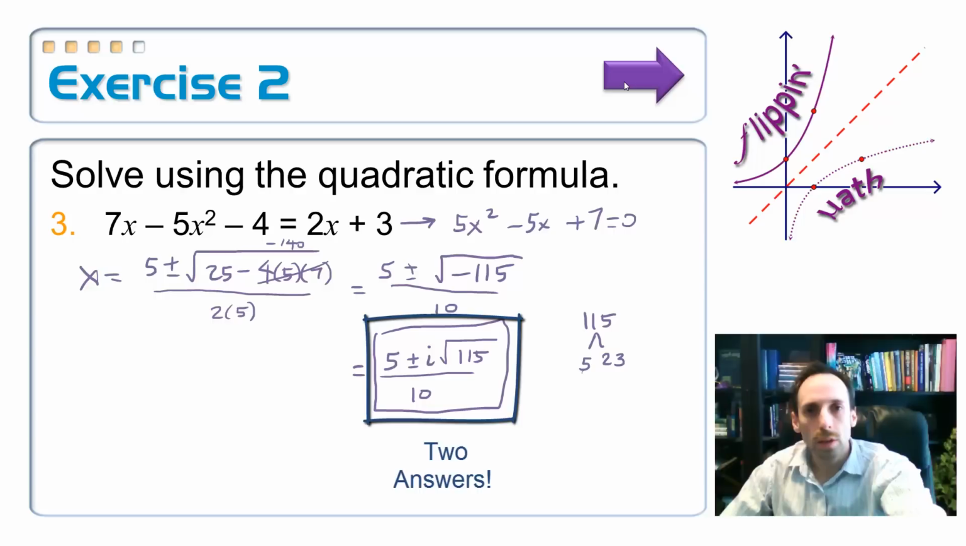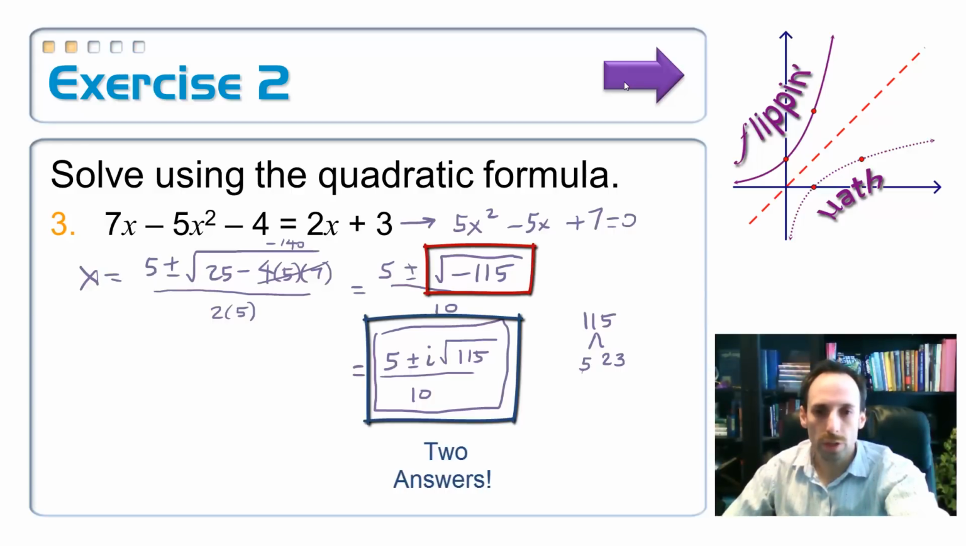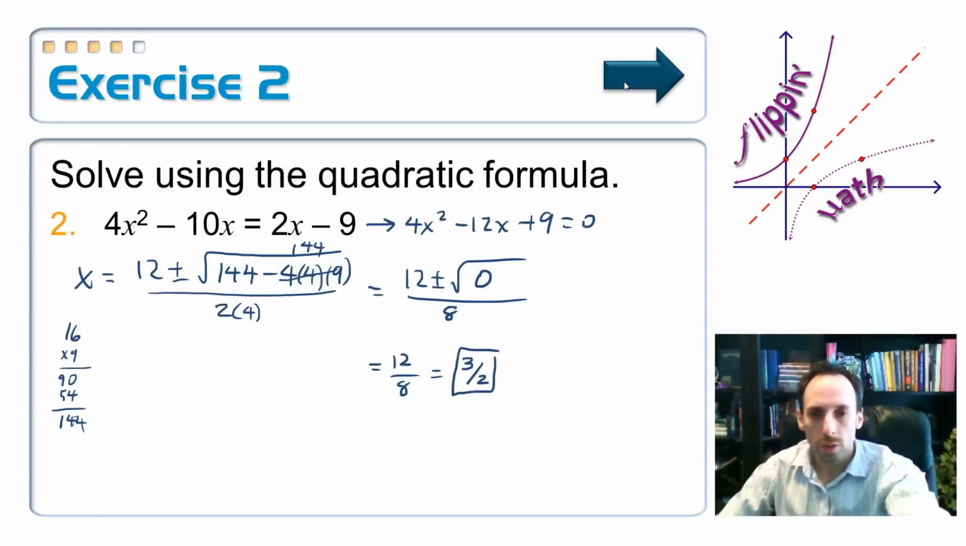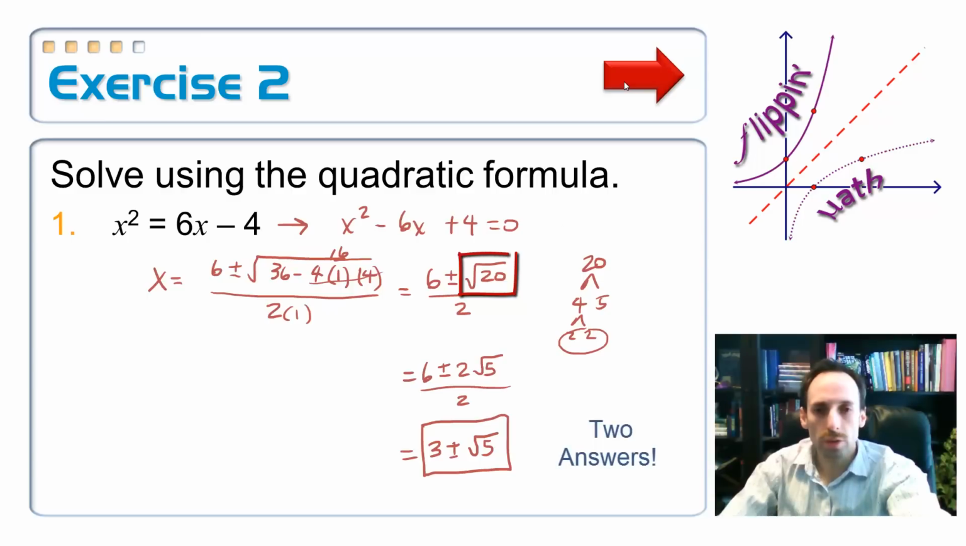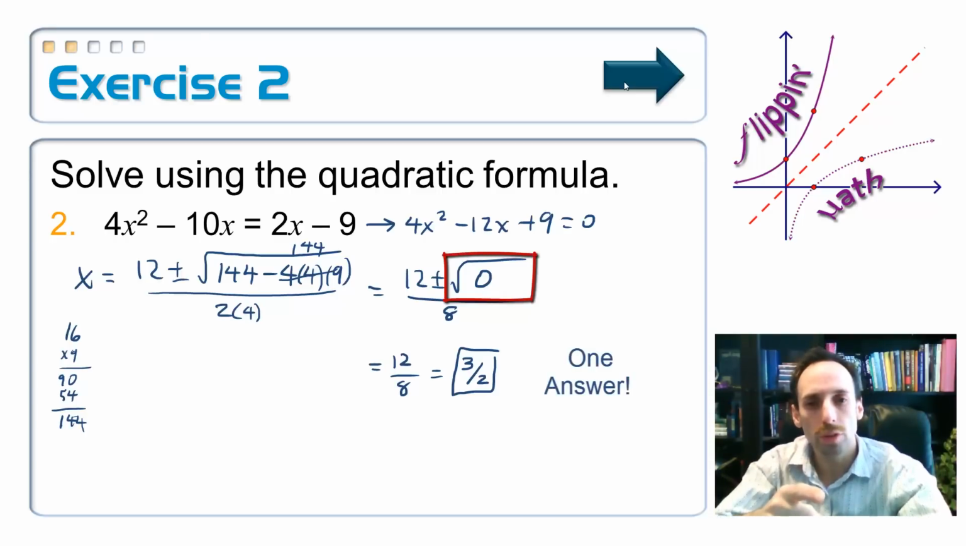So as you can see, the number of solutions is going to depend on whether or not I have something underneath that square root. If I have a negative number, like this one, negative 115, I'm going to have 2 answers. And if I have a positive number, like the square root of 20, then I'm going to have 2 answers. How do I only have one answer? Well, that's whenever I have just 0 underneath that radicand.